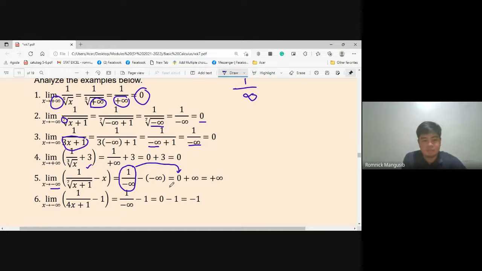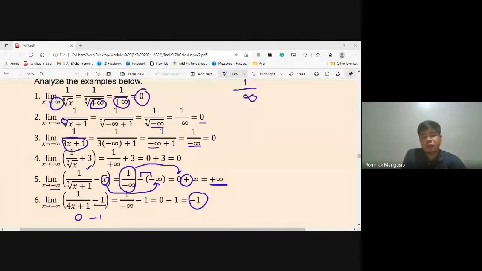Tingnan nyo yung nangyayari. And this x here is identity, so minus x. So when x keeps on decreasing, x does the same, or y does the same. So that becomes negative infinity here. Negative times negative is positive, kaya ito naging positive. At ito naging 0. 0 plus infinity is positive infinity. Okay, o ito naman, number 6, this becomes 0 and constant, so 0 minus 1 is negative.